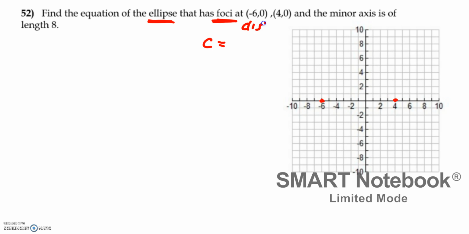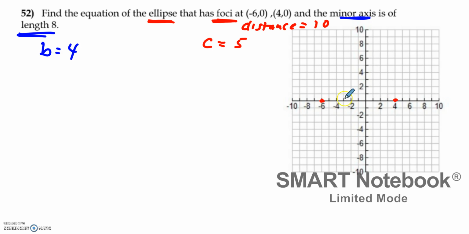So my distance from -6, 0 to 4, 0, either by counting or looking from here, is 10, which means the distance from my center to the focus point is 5 units. I also know that if I'm given a minor axis of length 8, that means that the entire distance is 8, and my minor axis always goes with b, so b must be 4.